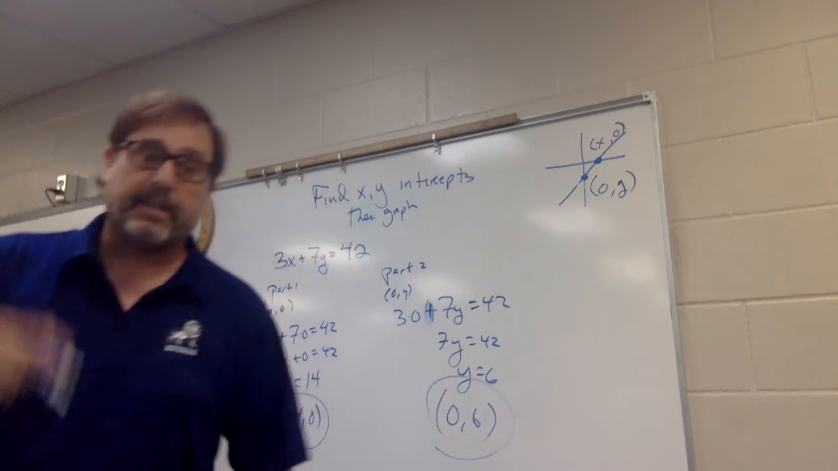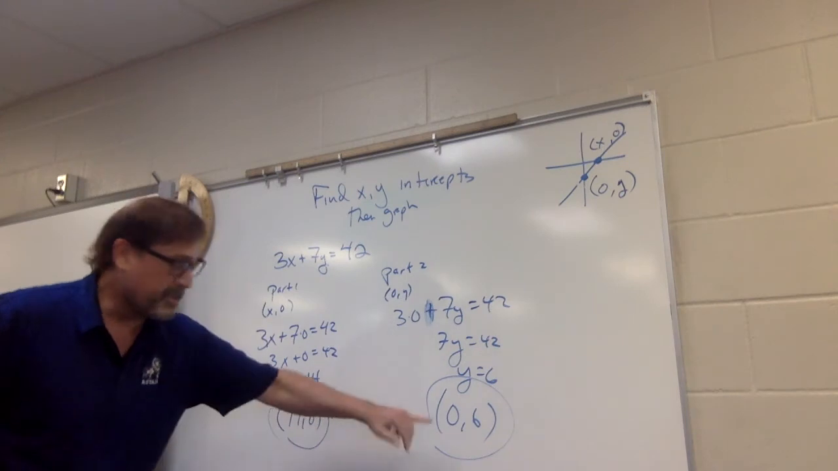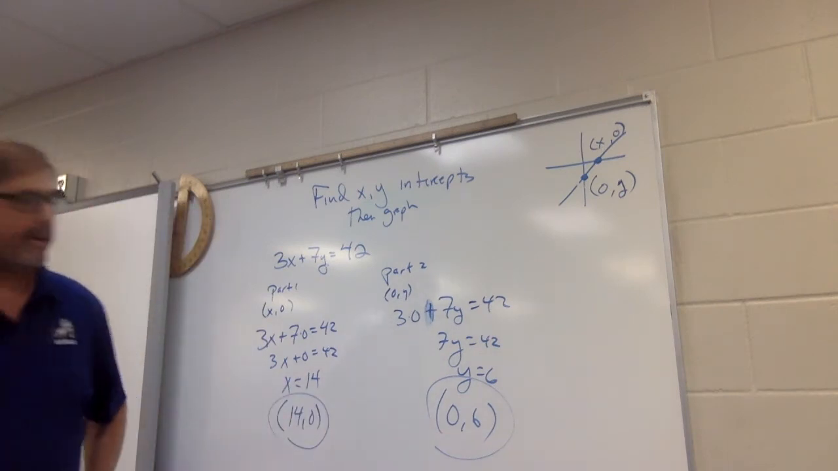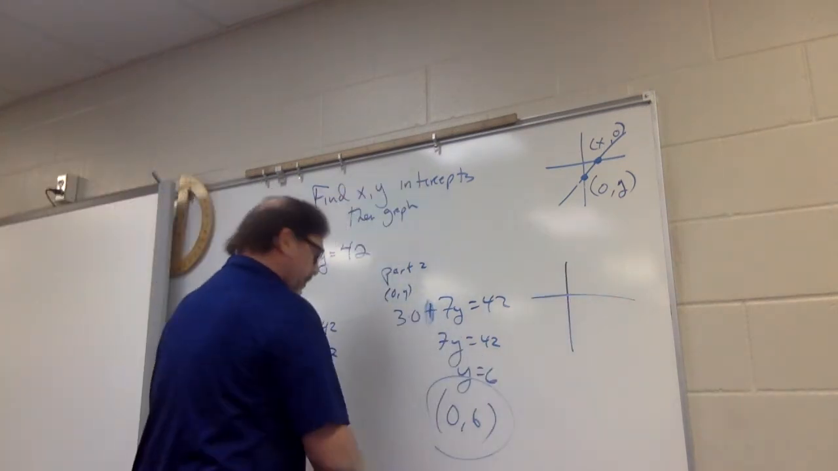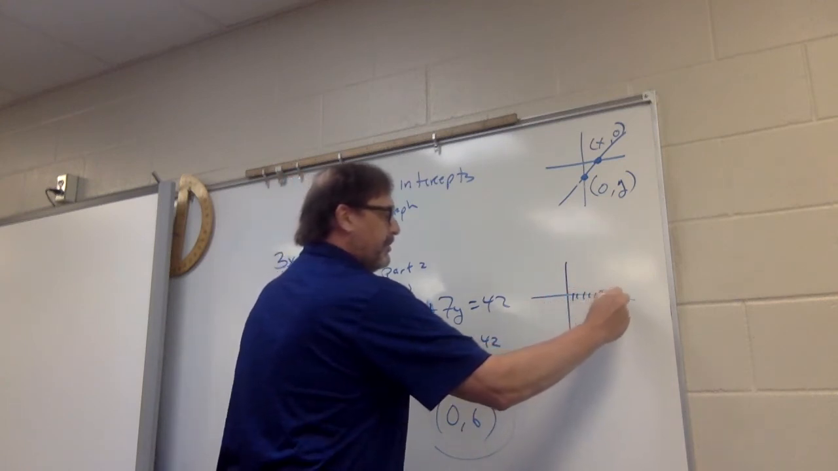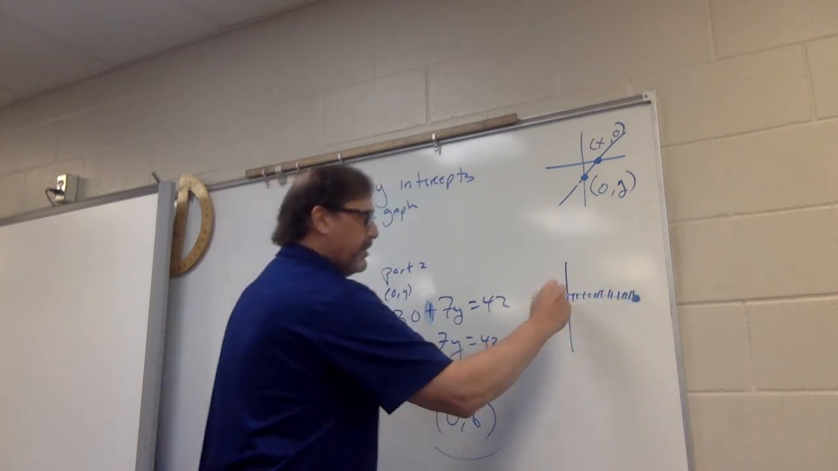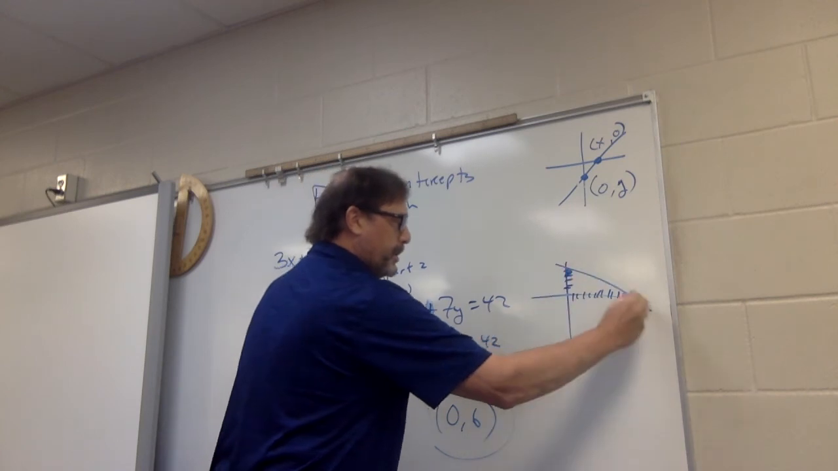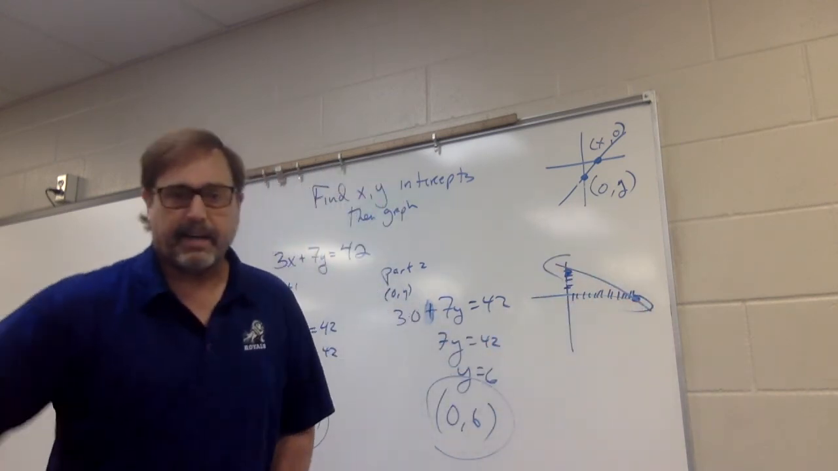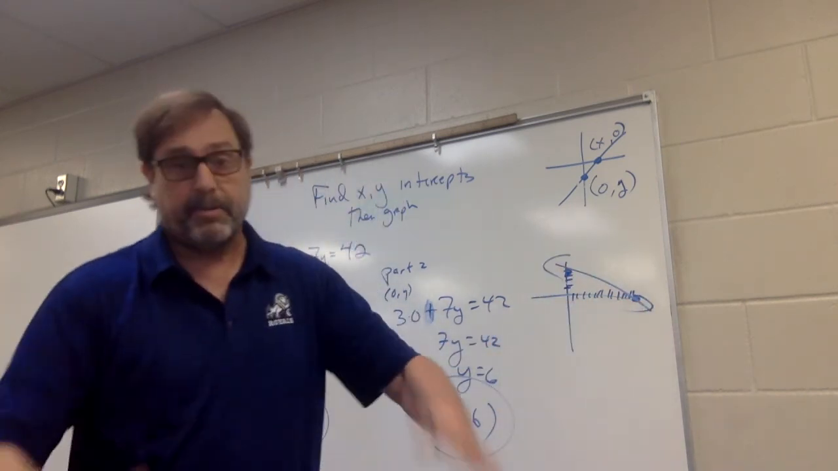By the way, when we take a test on this, you're just going to have these answers. You won't actually finish the graph. But to finish easy, you go over 14, up 0, over 0, up 6. And that's that. Cool. Remember, I'm just doing one example.